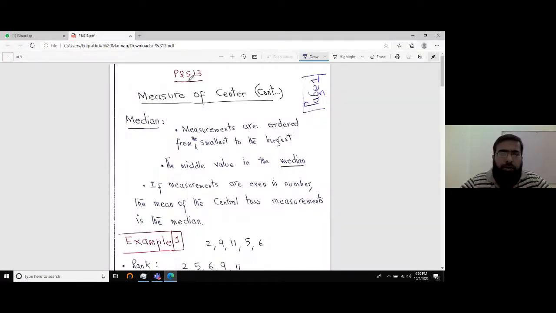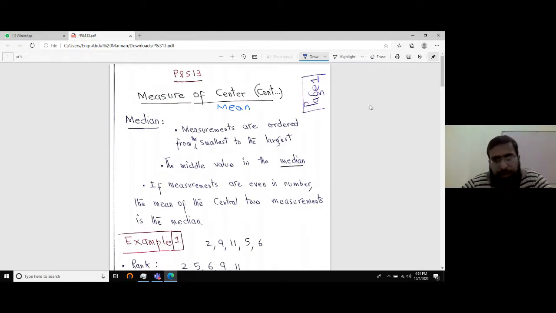Welcome to the 13th lecture. We are going to study measure of center, and we'll continue that. In our last lecture, we studied the first measure of center, that was arithmetic mean or just mean. And we use a numerical formula to compute mean over a given data. In this lecture, we will study median and mode, two more measures of center.